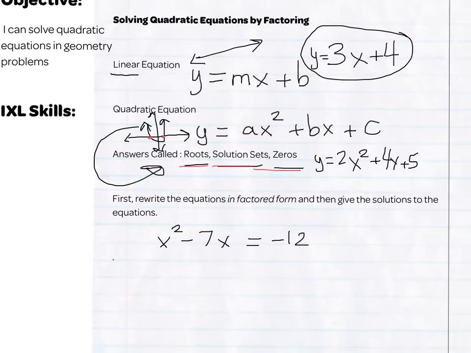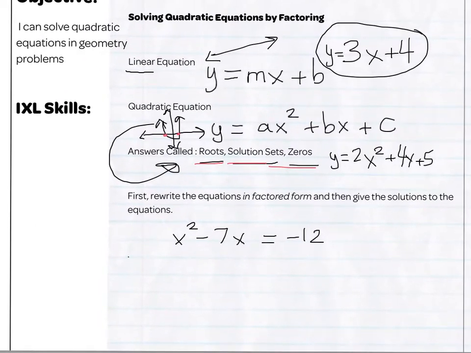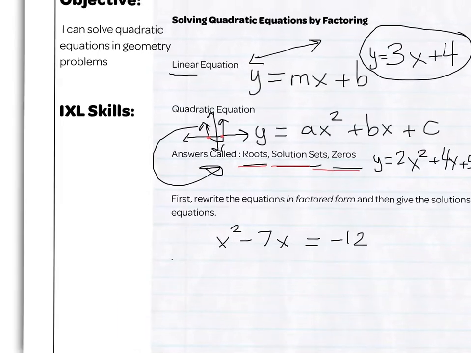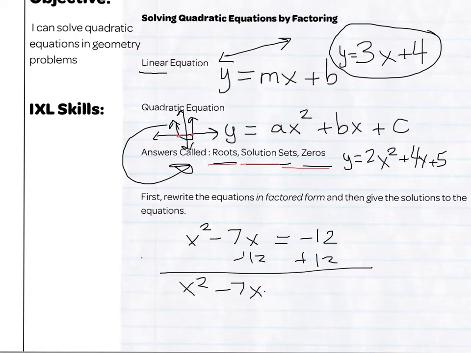Right away, it doesn't look like the standard form we started with earlier. We want to get this equation so that we have everything on one side and it's equal to 0. We do that by adding 12 to both sides. Once we do that, we end up with x squared minus 7x plus 12 equals 0. So now we're ready to actually factor this and solve it.